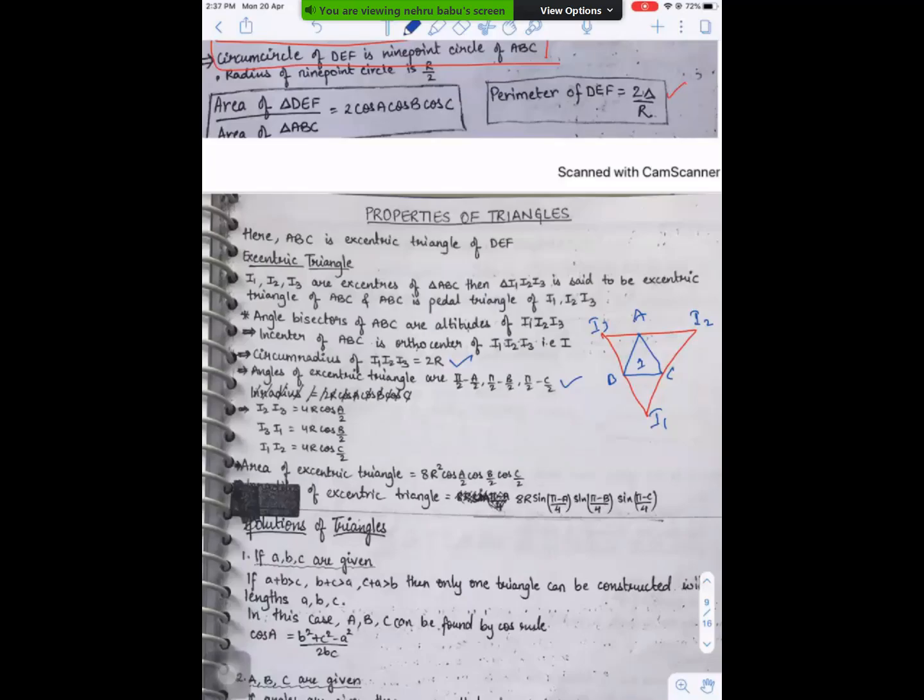And this length, I1 I2 is 4R cos C by 2. I3 I1 is 4R cos B by 2. I2 I3 is 4R cos A by 2. Here, what is the proof of this result? How to find I1 I2, you remember? Sorry, wait, not I1 I2, I1 I2 is directly the length only. Anyone remember how to find AI1?